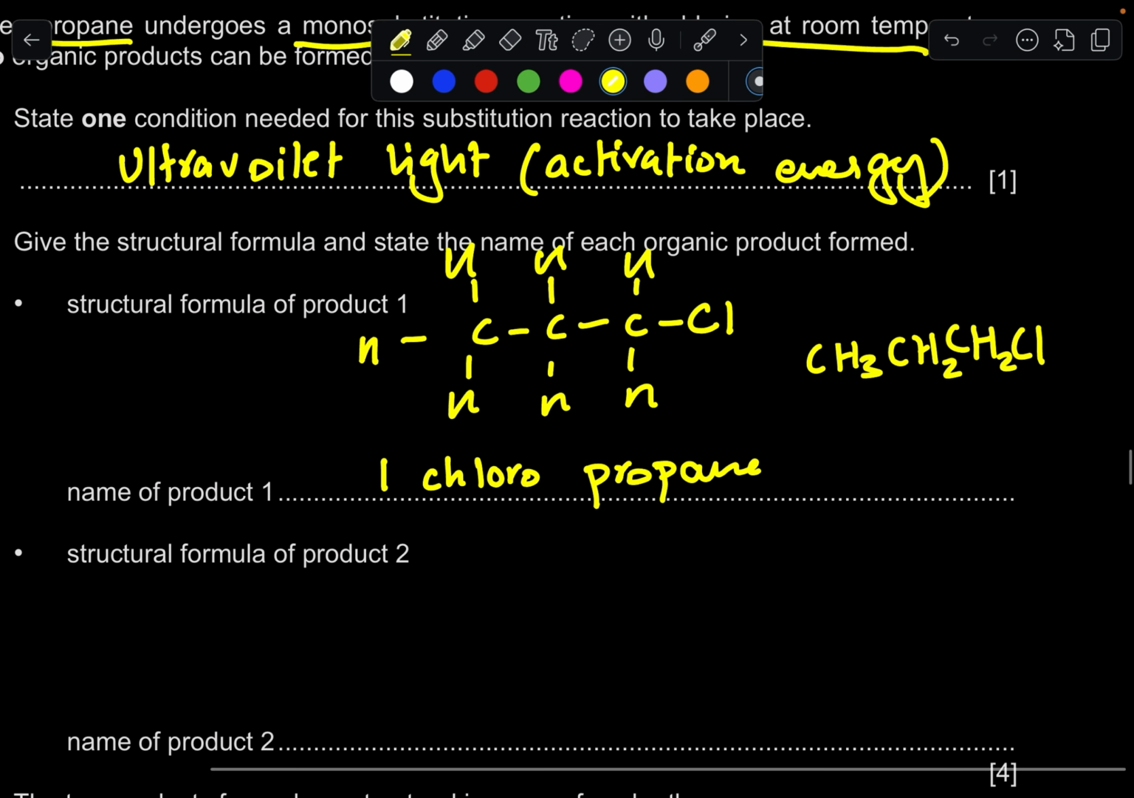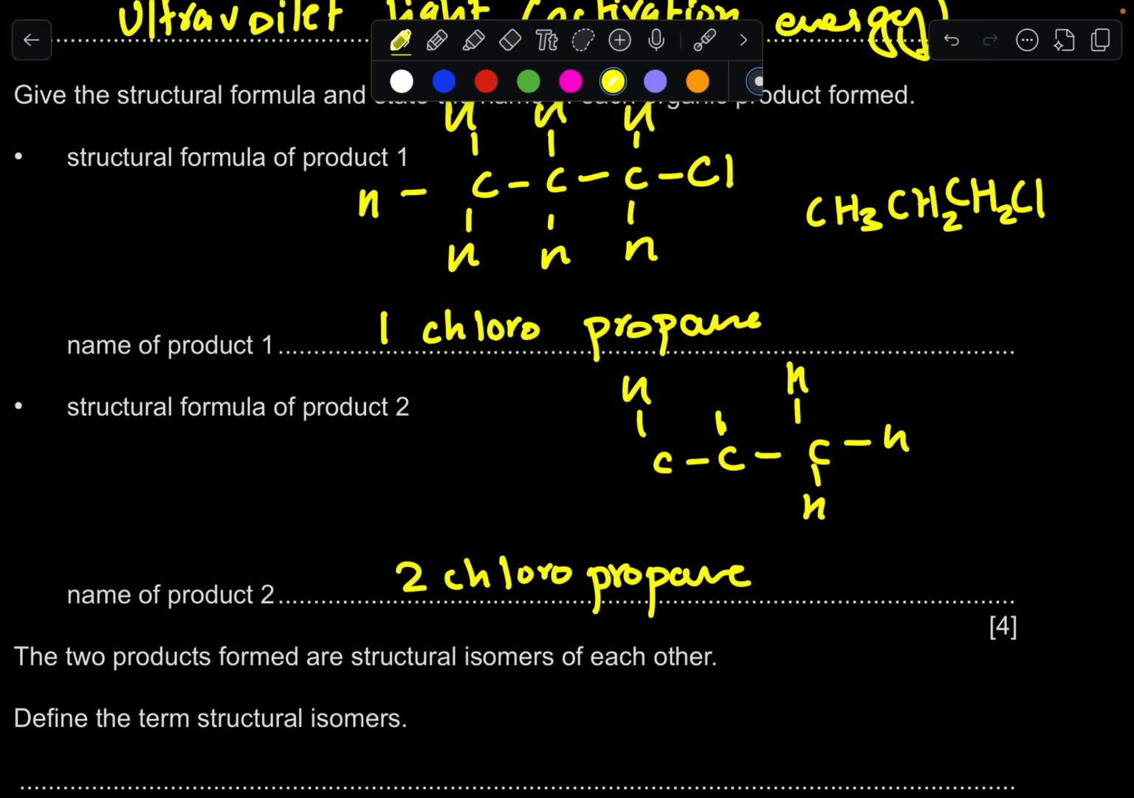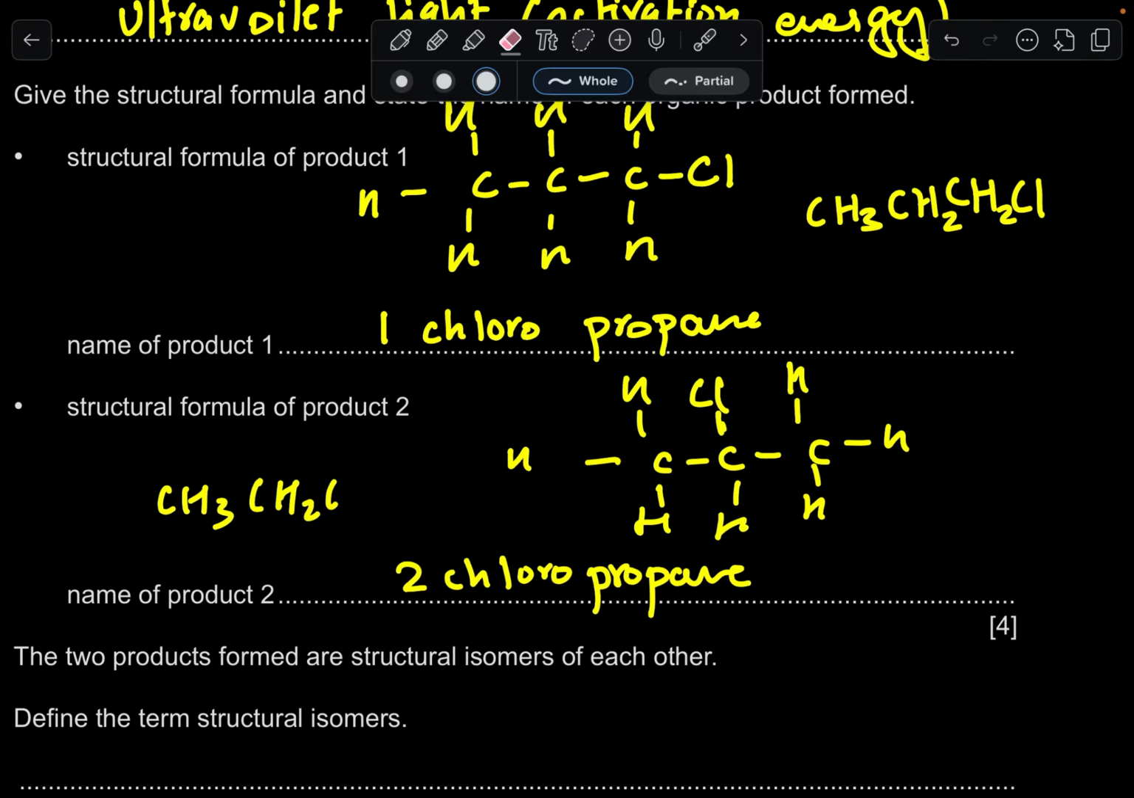And then there can be another possibility. You can also form 2-chloropropane. How can you form 2-chloropropane? Because you have to do monosubstitution, that means you just have to replace one hydrogen. So what if your chlorine comes on the second carbon? This is going to have the structural formula CH3CHClCH3, right?